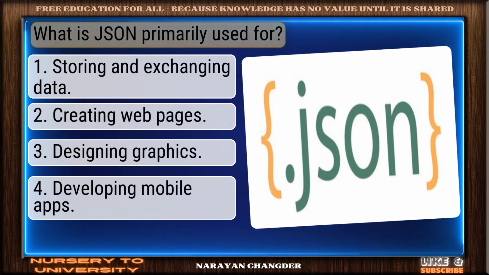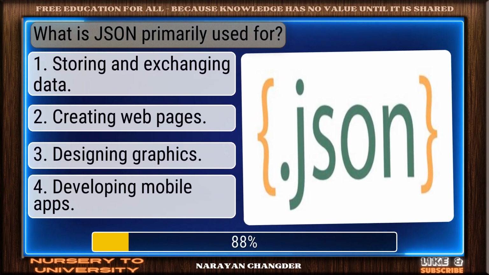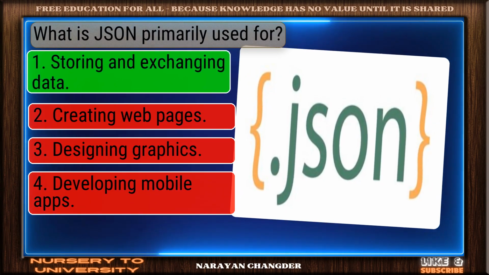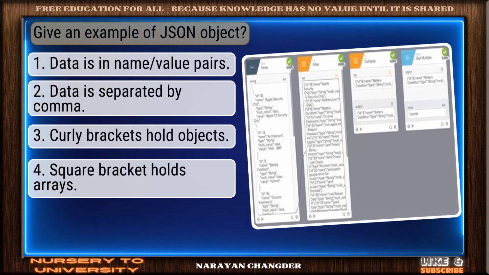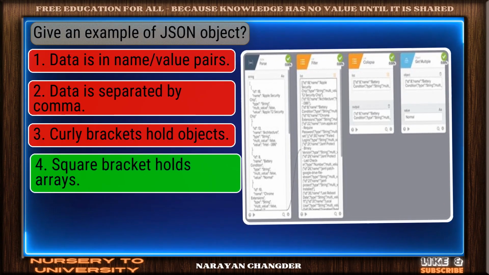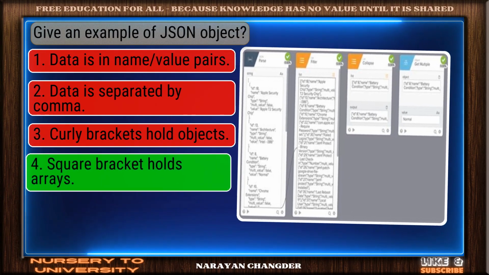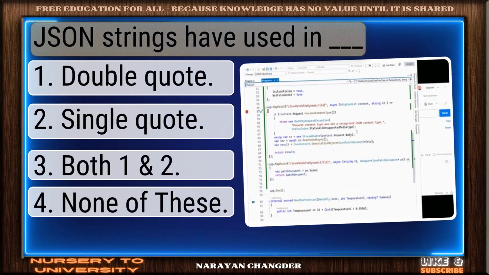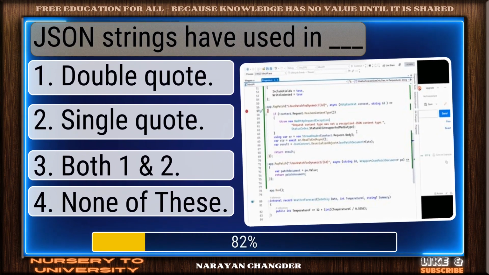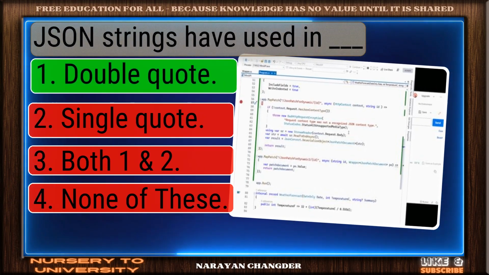Question number 64. What is JSON primarily used for? Excellent choice. Storing and exchanging data is the right answer. Question number 65. Give an example of a JSON object. You got it. Your choice, square brackets hold arrays, is right. Question number 66. JSON strings are used in dash. Exactly. Double quote makes sense and it is the right choice.